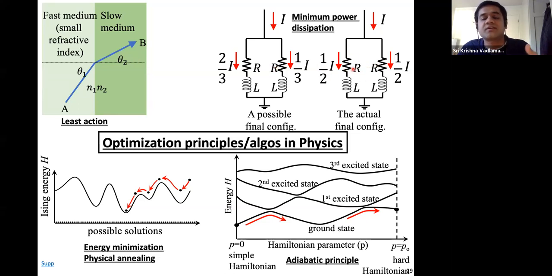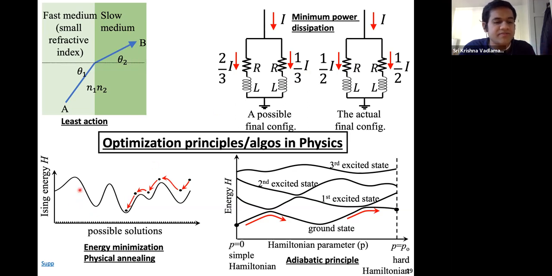And in this state, the energy dissipation through the resistors is at its minimum. It's lower than what you started out with. So there's something happening. Nature seems to prefer lower power dissipation states. There are some nuances here, but this is basically what the principle says. So those were the principles.